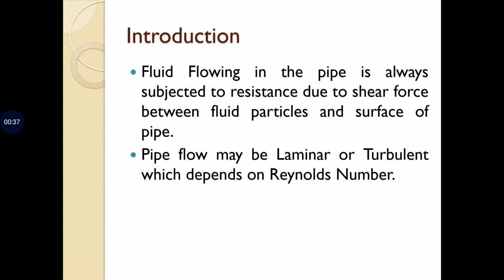If the value of Reynolds number is less than 2000, then we can say the flow is laminar. If it is between 2000 and 4000, the flow is transitional flow. And if the value of Reynolds number exceeds 4000, then the flow is called turbulent flow.